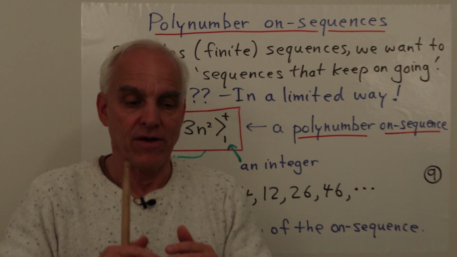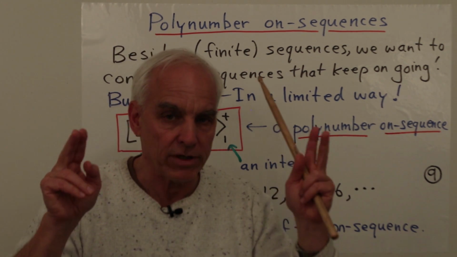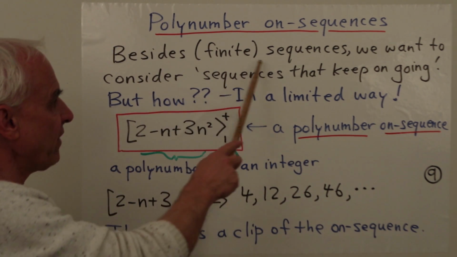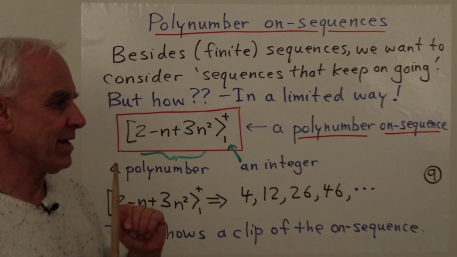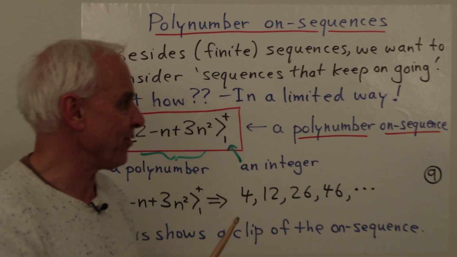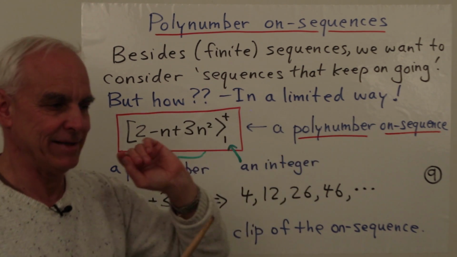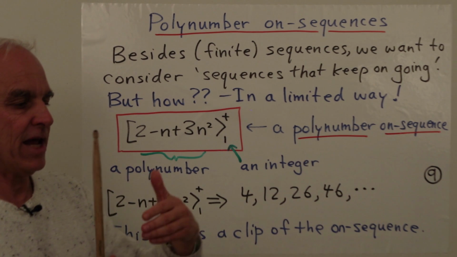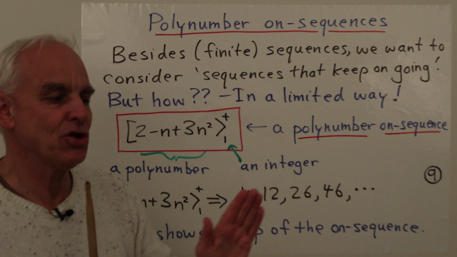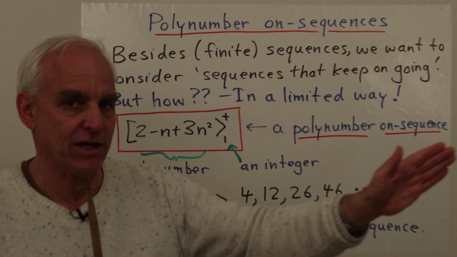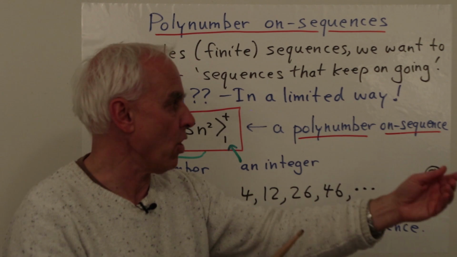And it's also the starting ground for our first step towards the so-called infinite or endless. So besides finite sequences, we do want to consider sequences that keep on going, because there's so many of them, and they're very interesting. So what we're going to do is approach this challenge in a limited way. We're only going to extend, for now, the idea of a polynomial sequence or a polynumber sequence to the idea of a polynumber or polynomial on sequence. The on for the idea of something that keeps on going.